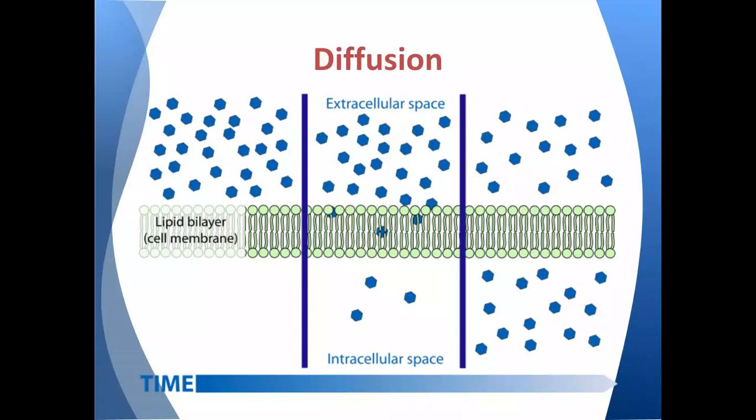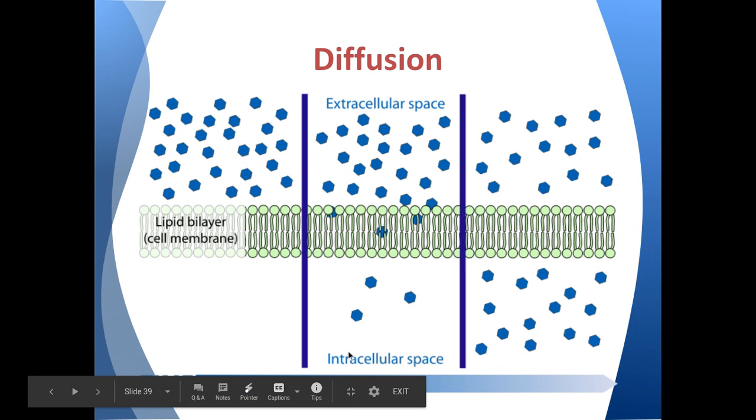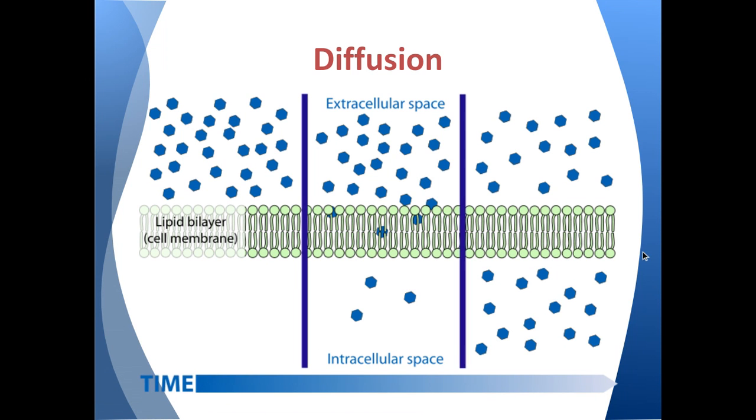This is an example of diffusion across the cell membrane. So you can see these are a bunch of little particles. The extracellular space would be outside of the cell. The intracellular space would be inside of the cell. And then the lipid bilayer is the cell membrane, as you know. Looking at this picture, where do you think the molecules are going to travel by diffusion?